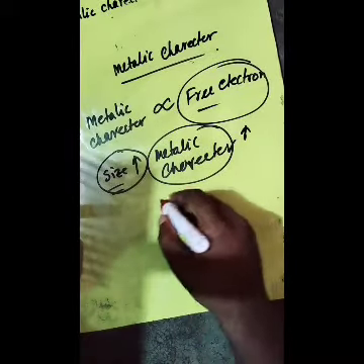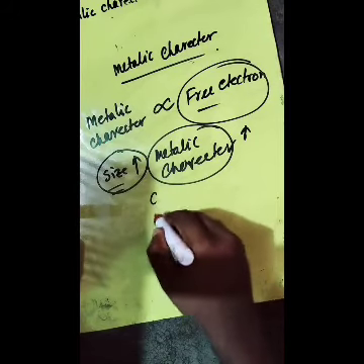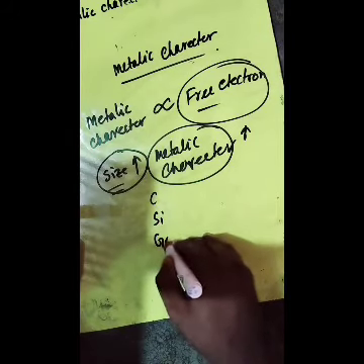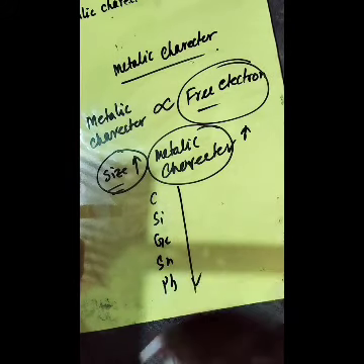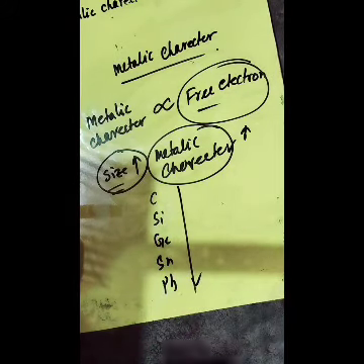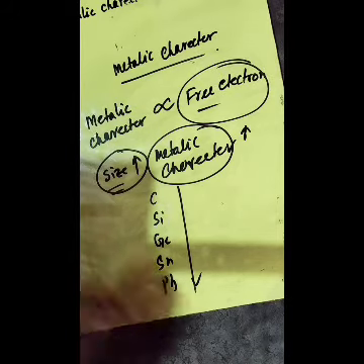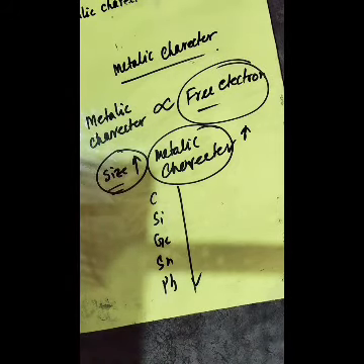So if you move from top to bottom, for example carbon, silicon, germanium, tin, lead, then if you move from top to bottom in the periodic table, the size of the element increases. Therefore, the metallic character also increases. So size is directly proportional to metallic character.